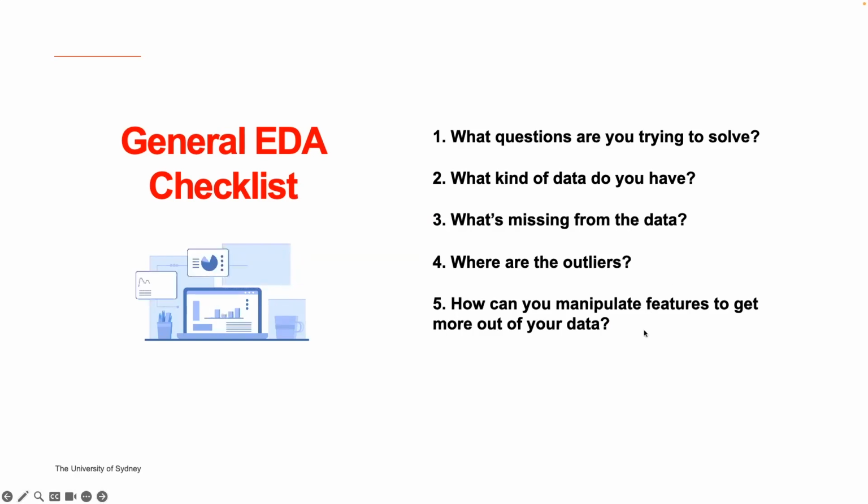How can you manipulate features to get more out of your data? Although more data can be good, sometimes simple is best. So start with minimal but impactful features to maximize insights. And within the machine learning context, getting your head around these things will allow you to make more informed decisions about data pre-processing, feature engineering, and outlier handling before you build your models. So let's go through each step together using an example dataset.